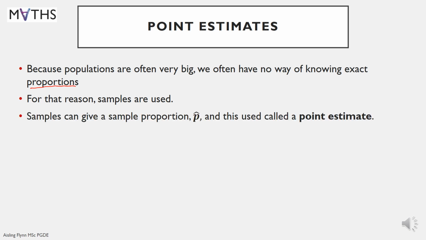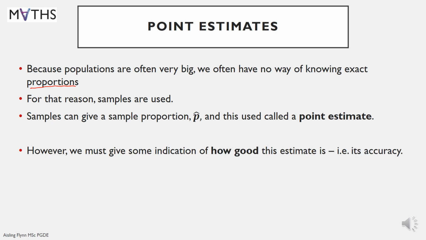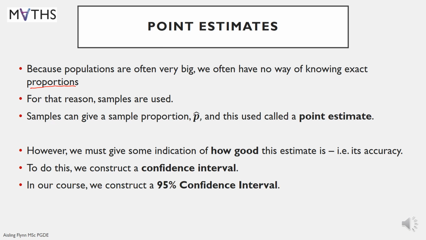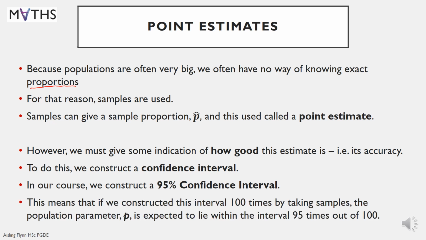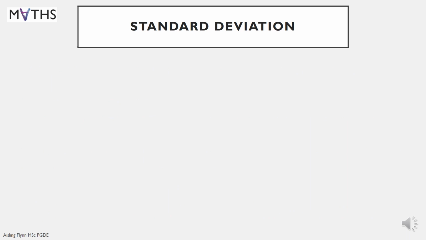Samples can give a sample proportion, which is called p hat, and this is used as a point estimate, an estimate to give an idea. However, we must give some indication of how good this estimate is, i.e. what's its accuracy. To do this, in a little while we will construct a confidence interval. In our course we construct a 95% confidence interval, and this means that if we constructed this interval 100 times by taking samples, the true population parameter p would be expected to lie within the interval 95 times out of 100.